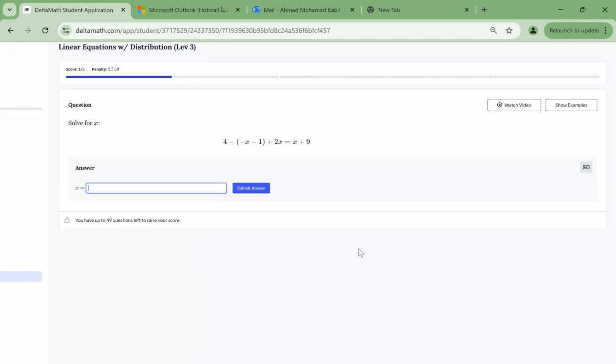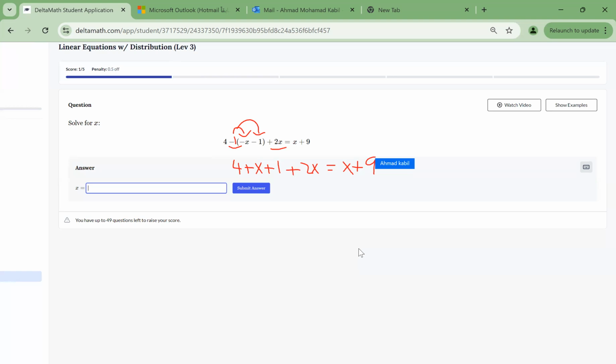Here we have 4 minus a bracket. So when you have a minus before a bracket, it's as if you have a negative 1 here. And you're distributing the negative 1 over the two terms of the bracket. So it becomes 4, and then negative 1 times negative x, this is plus x. Negative 1 times negative 1, this is plus 1. Plus 2x equals x plus 9.